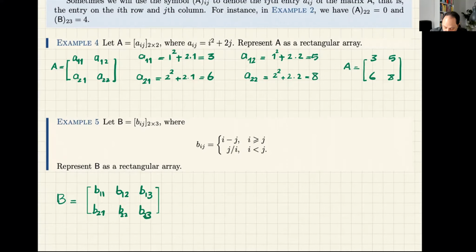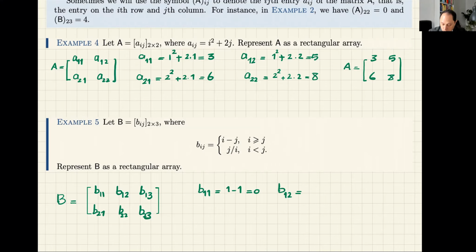Okay, I need to calculate these things. How should I calculate B11? It depends. If the row index is equal to or greater than the j index, then I need to use this rule to calculate Bij. But if the row index is less than the column index, then I need to divide the column index by the row index. So that's the rule, okay? So here B11, because these two are the same, I need to follow the first rule. So it becomes 1 minus 1, and the answer is 0. But when I go to the next one, here the row index is 1, the j index, let me write the i and j.